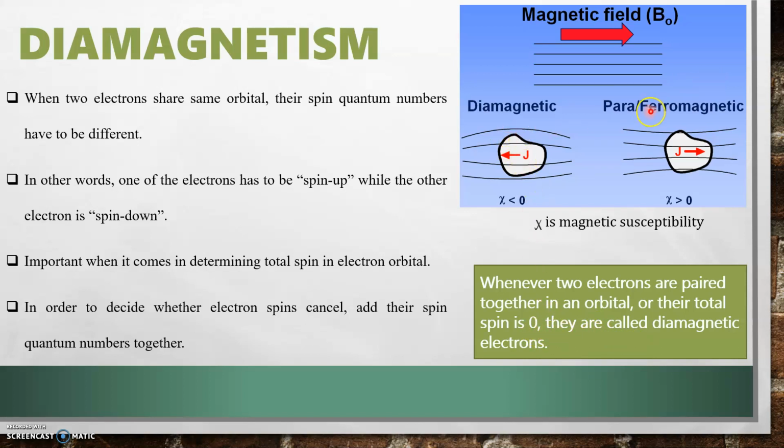Whereas paramagnetic materials are slightly attracted in the magnetic field, the diamagnetic materials are repelled in the magnetic field. And this chi value here is magnetic susceptibility. We will study more about this in the next class.